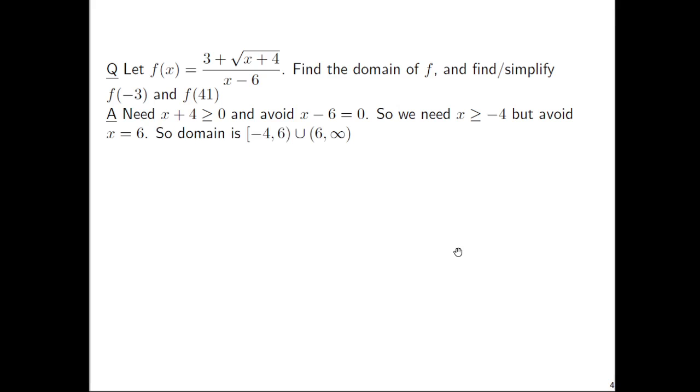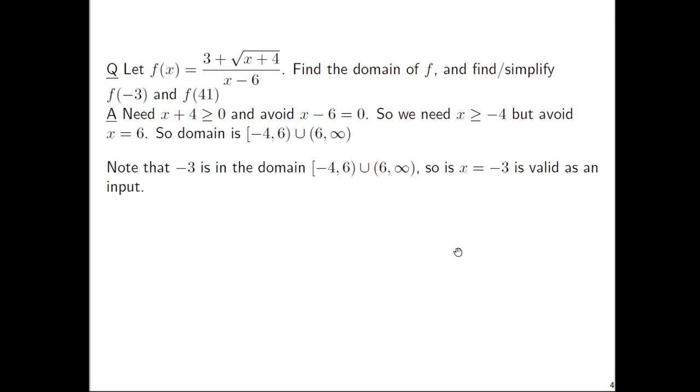So all numbers from negative 4 on upward to bigger numbers work with one exception. 6 does not work as an input because we need to avoid that number. Plugging in 6 for x would cause the denominator to be 0, and we don't want that. Okay, so the domain is bracket negative 4, comma 6, parenthesis, union, parenthesis, 6, comma, infinity, parenthesis.